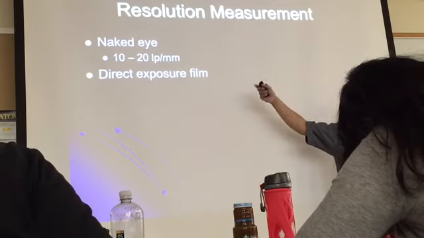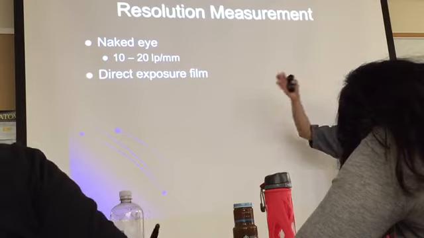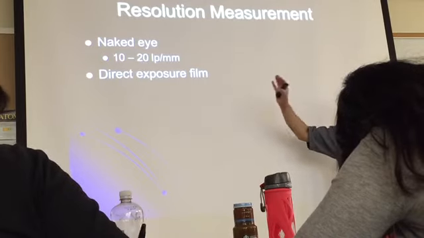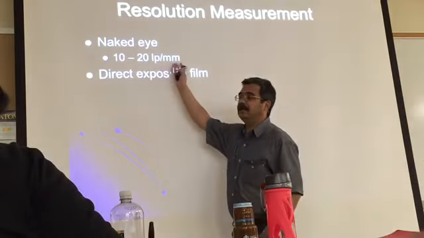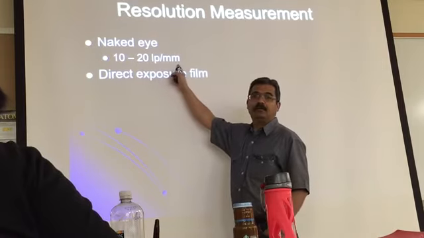but there are people that can see 20 lines per millimeter. Most people can see about between 10 to 11, 12, okay, for the most part. But the naked eye is capable of reading 10 to 20 lines per millimeter.